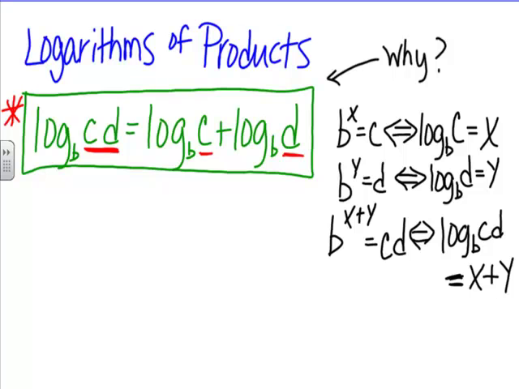If you're curious to know why, I have it on the board over here. What I've done over here is I've written an exponential form, b to the x is equal to c, and then I've come over here and written this in logarithmic form.